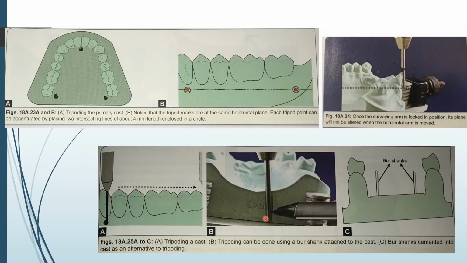As an alternative to tripoding, the orientation of the cast can also be recorded by scribing a vertical line on the cast, or the model can be indexed by drilling and cementing an old bur shank. This is not usually done. Tripoding is nothing but marking these three points on the primary cast with the procedure I have explained, so that you can transfer them to the master cast for the proper fabrication of the RPD.